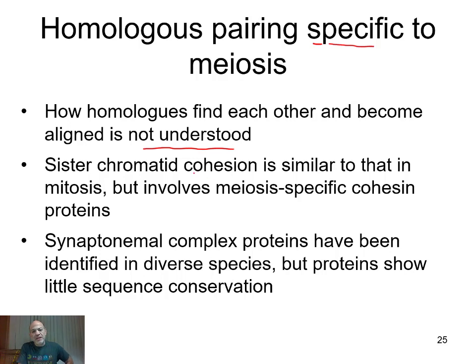The second point here is the sister chromatid cohesion. There are proteins that are going to help hold them together. We talked about a protein called cohesin, which is the name of the protein causing that cohesion.